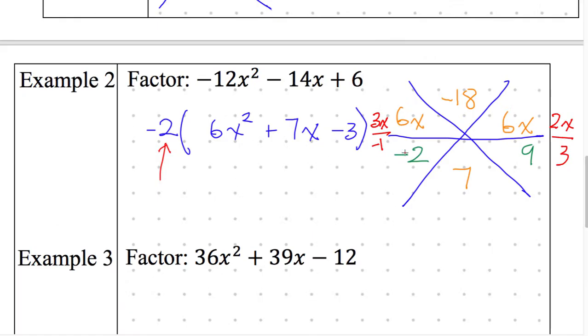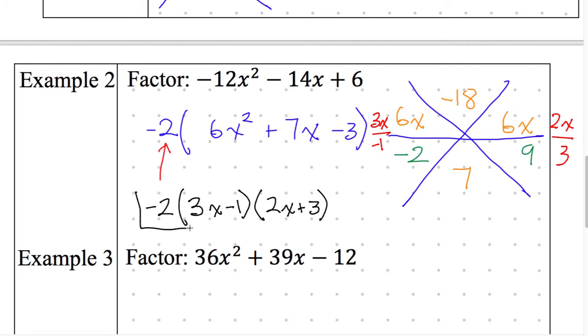I'm dividing the top and bottom by 3. Divide 6 by 3, you get 2. Divide 9 by 3, you get 3. And who can tell me the final answer then? What is the final answer? The thing that I'm going to box. Fernando. -2. Yep, -2 is still outside. Good. And then 3x minus 1, and then 2x plus 3. There it is. Box it.